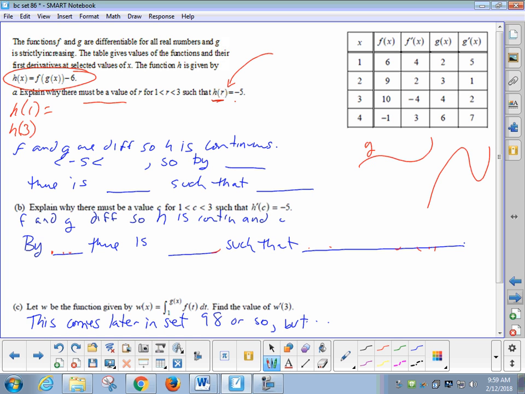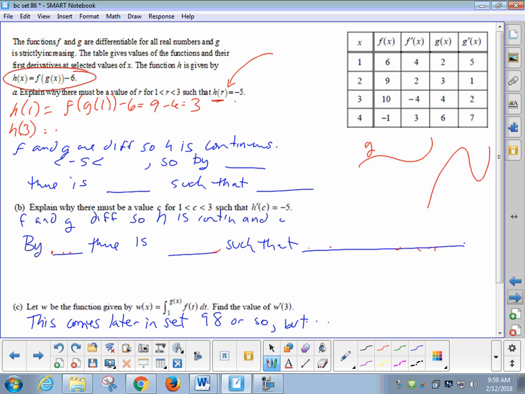What was h at 1? F of g, this goes again to just taking your time and doing it well. What's g of 1? 2. What's f? That goes in f. What's f of 2? 9, yeah? Yes. And then 9 minus 6 is? 3. So h starts at a y value of outcome of 3.